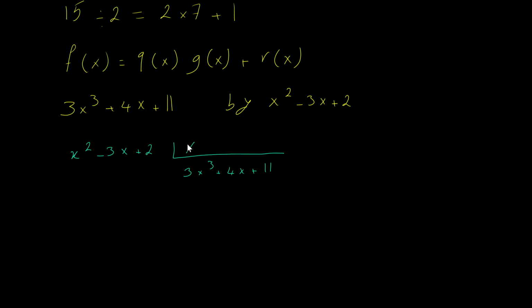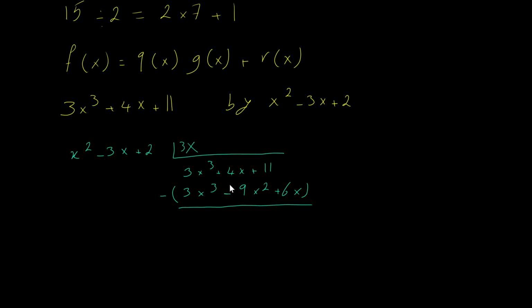So we need to multiply the whole divisor by x, and also the coefficient needs to match. So we put a 3x over here. We multiply the whole thing by 3x and we write it down here. It's going to be 3x to the third, minus 3x times 3x is going to be 9x squared, minus 9x squared, and then we have plus 6x. Plus 6x. And then we subtract this from that.